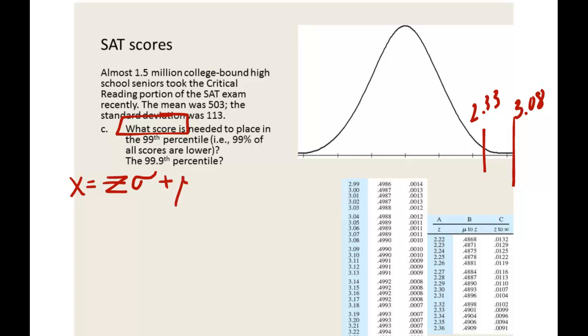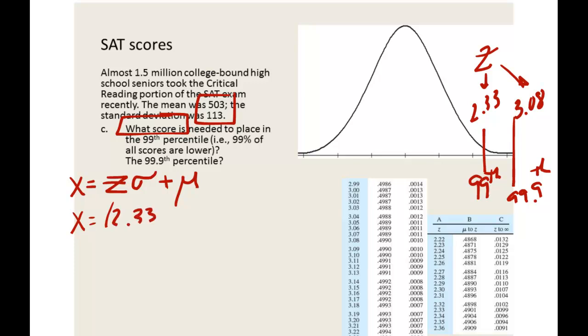x equals z sigma plus mu. I remember that I just found the z's. Sigma is 113 and mu is 503. So I'm going to do two of these equations, the first x being for the z-score corresponding to the 99th percentile, and that means it's 2.33 times the standard deviation of 113 plus the mean, 503, and that gives you an exceptionally good SAT score, given that it's reported to 800 as a perfect score. We'll talk about that in a second.